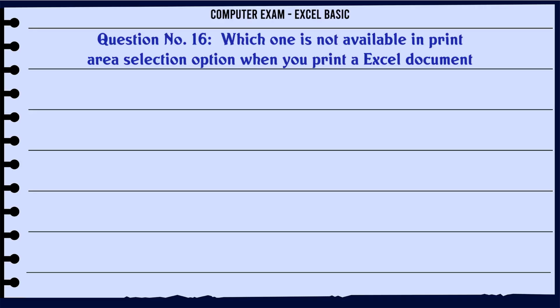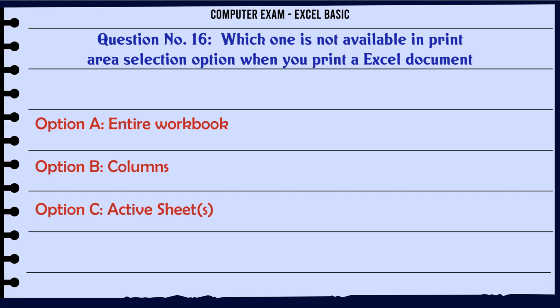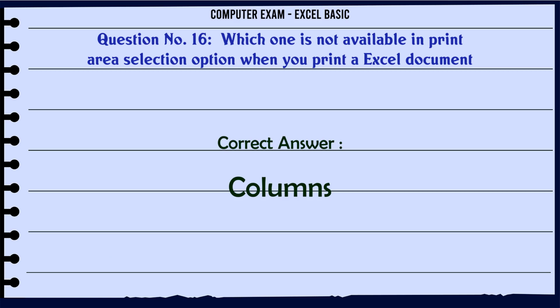Which one is not available in the print area selection option when you print an Excel document? A. Entire workbook, B. Columns, C. Active sheet, D. Table. The correct answer is columns.